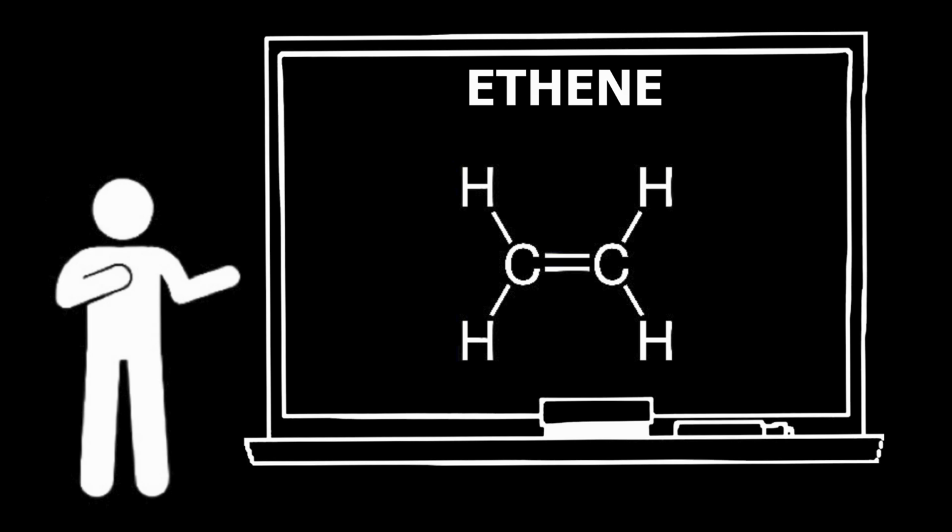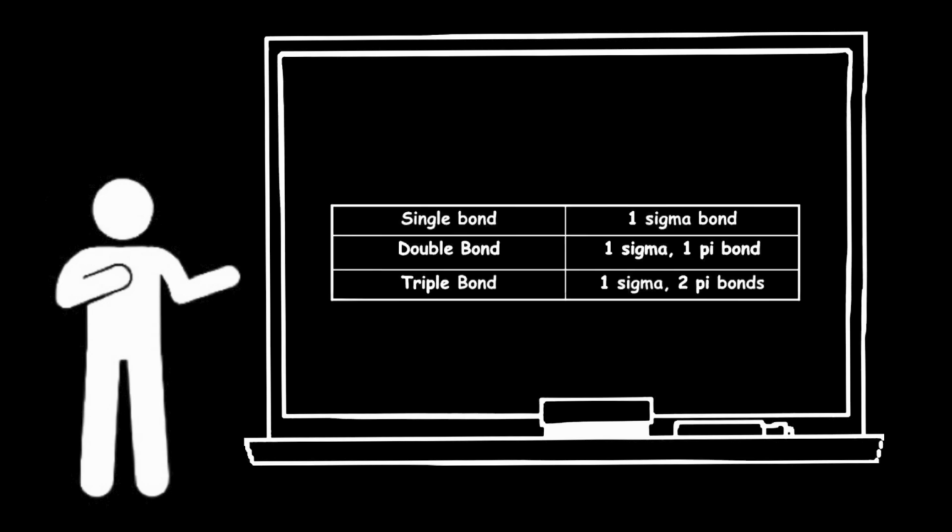If we take another look at a molecule known as ethene, which is C2H4, you're going to notice that there's a double bond present between the 2 carbon atoms. Going back to general chemistry, we should remember that a single bond represents 1 sigma bond, a double bond represents 1 sigma bond and 1 pi bond, and a triple bond represents 1 sigma and 2 pi bonds.